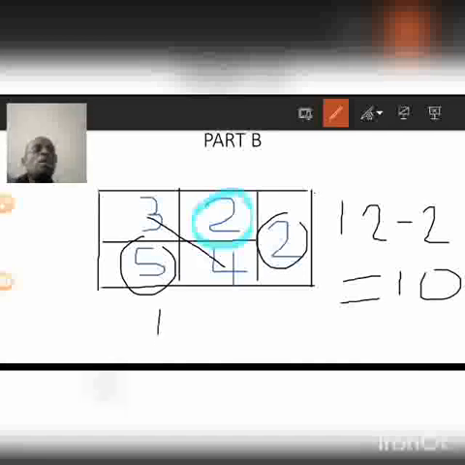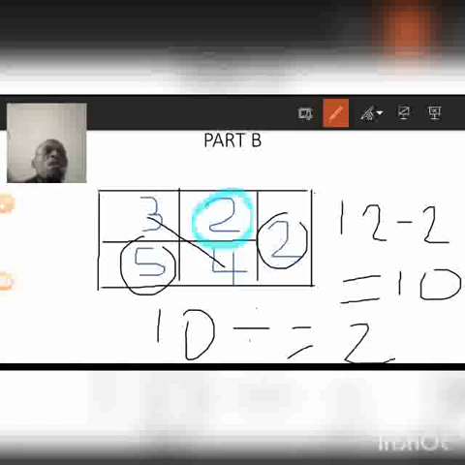So 10 divided by 5 is equal to 2. You see, the answer will be what? 2. So that is the same way we get the 5.